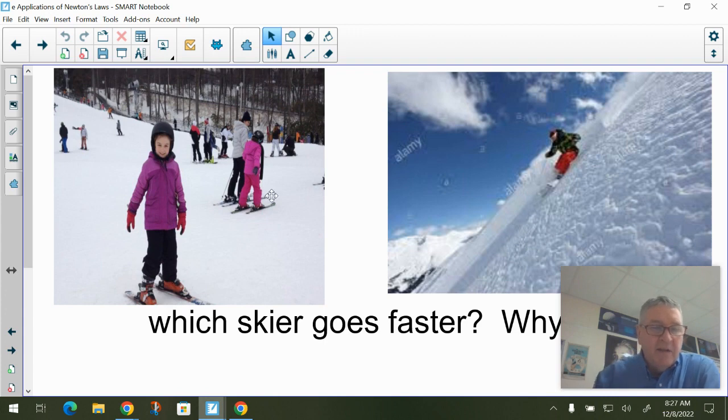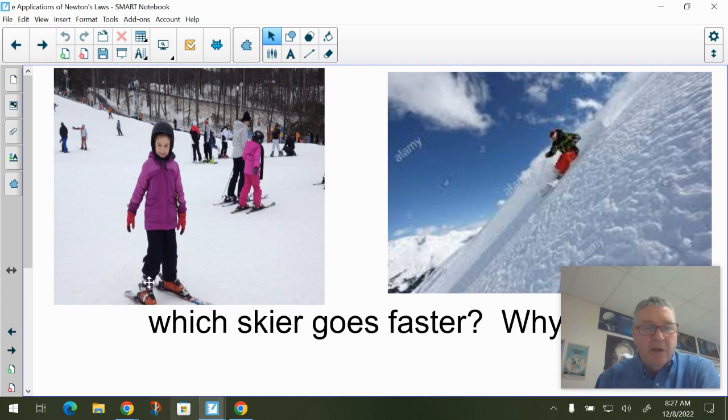So if I look at a person skiing on a green slope, and I look at somebody skiing on a triple black diamond slope, the question is, well, which skier goes faster? And obviously, the person on the steeper hill goes faster. But the question would be why? Why does the steeper hill make you go faster?